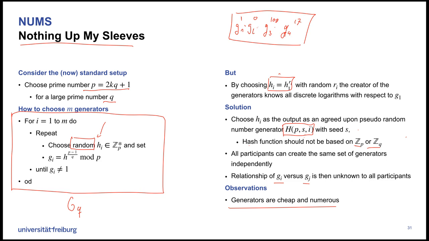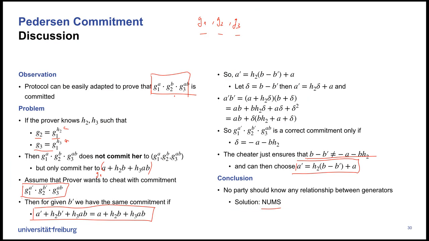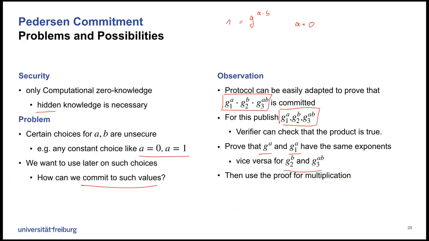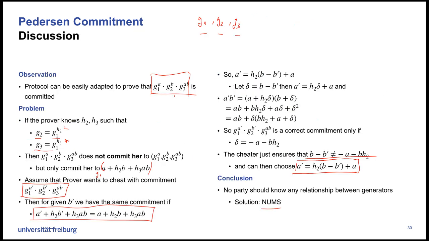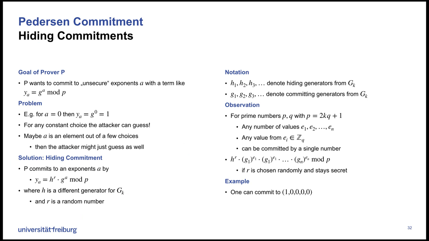And so this was the first problem that we had. This problem was that we have this kind of relationship here. So then we can probably do that. The other problem is the choices of A and B, that they're unsecure. And that's something we want to solve as well. And the solution is hidden commitments. Okay, so we want to commit to unsecure exponents like that.